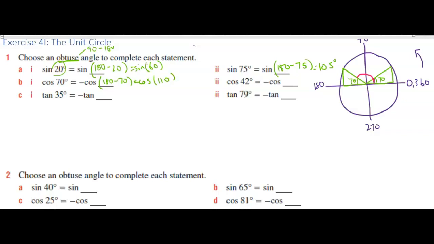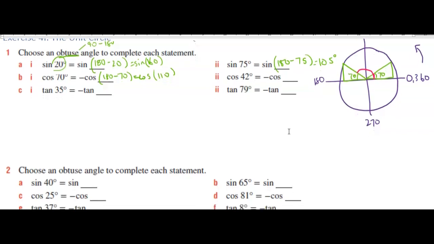Did I do 160? Sorry, the previous one should be 160. I just noticed I wrote 20. It's 160 for question A. All right, so cos 110. And then do the same thing for cos 42, and then tan is also negative because tan is negative in quadrant 2. All right, so you can pause the video now and have a go at doing the rest of them and just check your answers in your textbook.